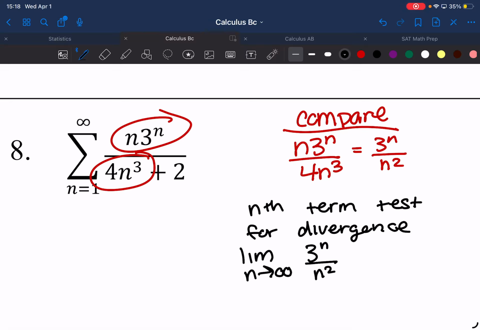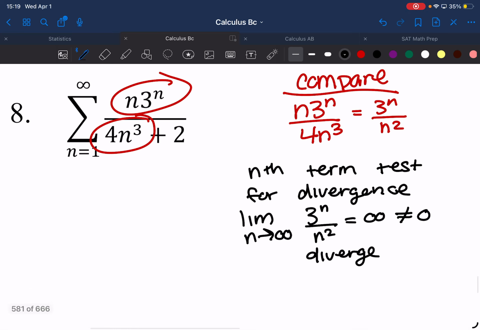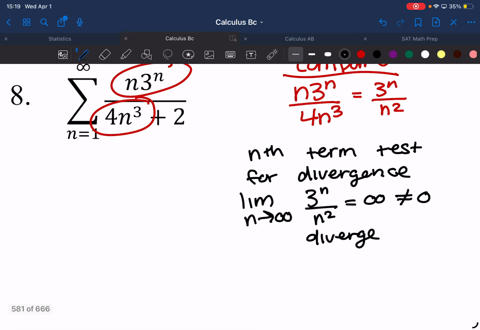Well, right away we know that if we plug in infinity on both, the numerator is rapidly increasing faster than the denominator. So it's just going to be equal to infinity. And since infinity is not equal to 0, we know that this series is going to diverge. Remember, the nth term test is always for divergence. So now that we figured out that our comparison diverges, we then set up our limit comparison test.